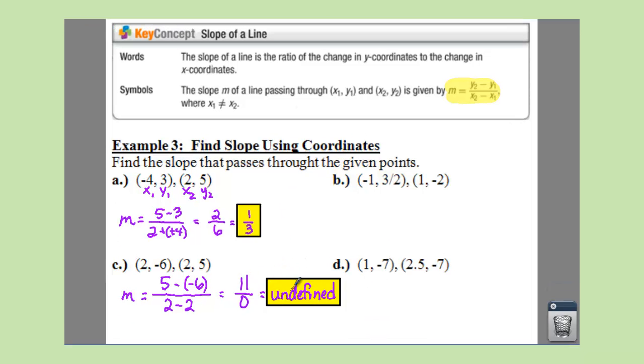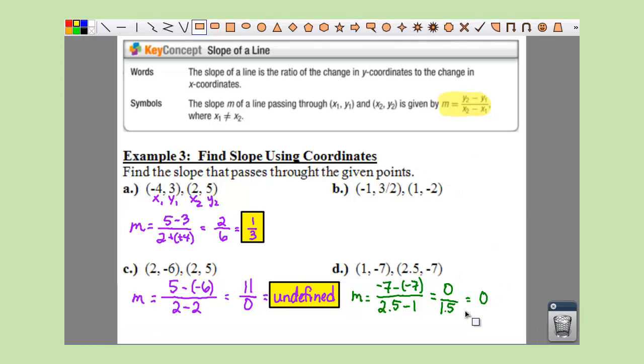Alright, now, say you flip that around, you actually get a 0 on the top. So for example D, if you find your slope here, you take a negative 7 minus negative 7, you're going to get a 0 on top. Well, if you have a 0 on top, that's okay. What that's going to give you is just a 0, and you do need to simplify that. So even though it's a 0 over 1.5, you need to make that a 0 and put a box around it. So that is how you find slope using your formula.